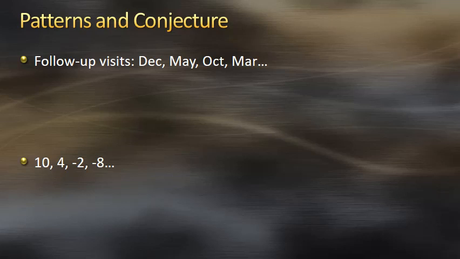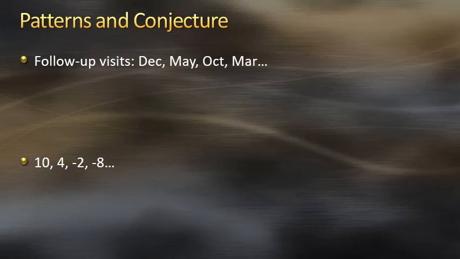We start off with inductive reasoning and conjecture. In inductive reasoning, we're looking for patterns. We're looking at specific examples. It's helping us to arrive at a conclusion. And once we recognize a pattern, we can then make what is called a conjecture based upon the patterns that we see.